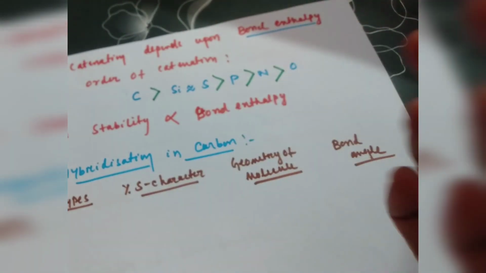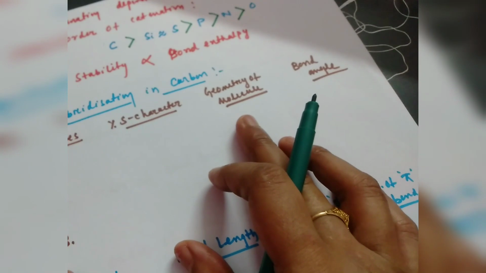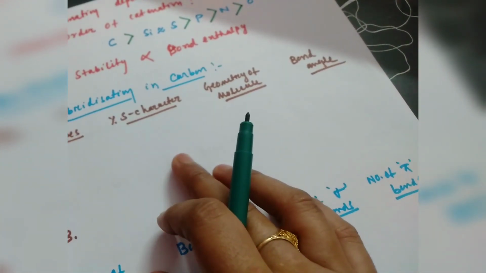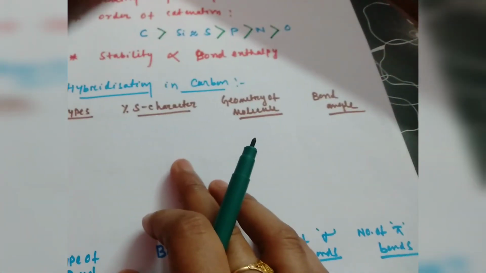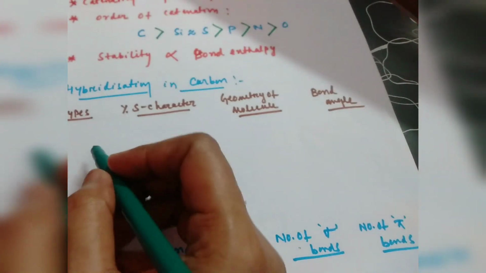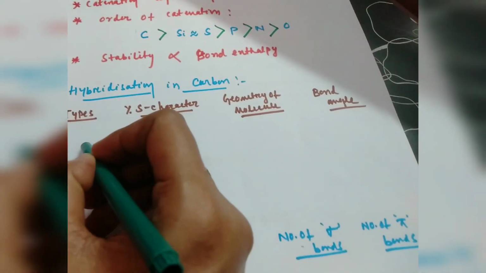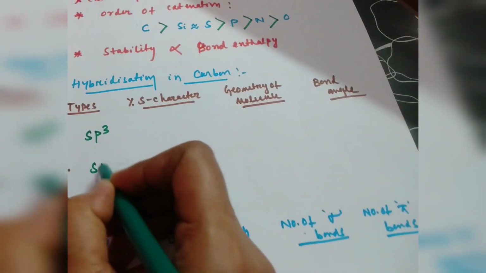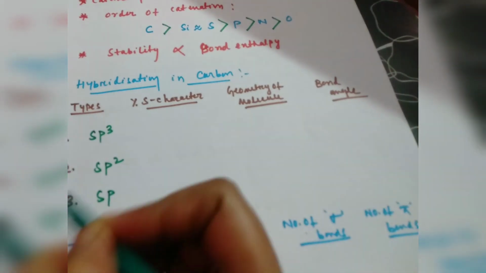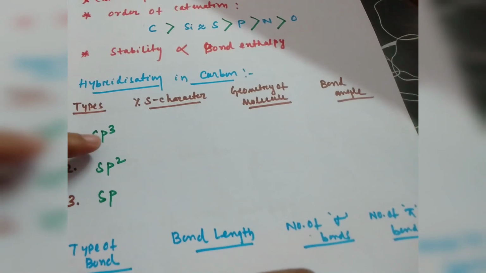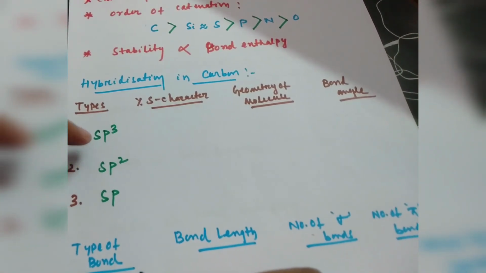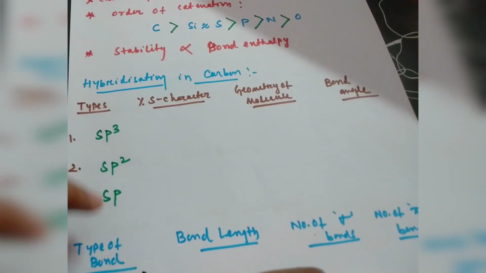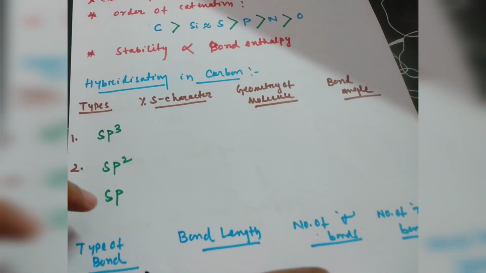Okay, next we will discuss hybridization in carbon. How many types of hybridizations are there, do you know? If I write, one is sp3 hybridization, one is sp2 hybridization, and another one is sp hybridization. If one s orbital combines with 3 p orbitals, it is sp3 hybridization. One s combines with 2 p, it is sp2, and one s combines with one p, it is sp hybridization.